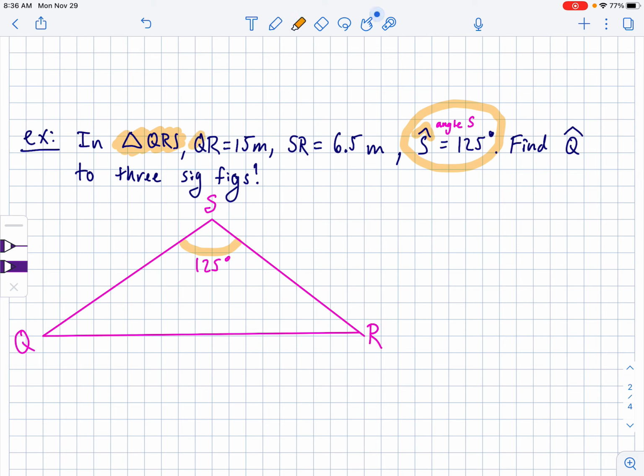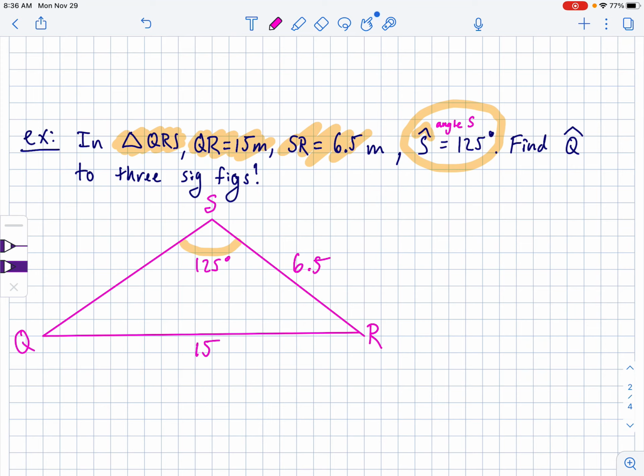So then it says QR is 15. So between Q and R, I'll put a 15 right here. And then it says SR is 6.5. So SR is 6.5. And we are going to find angle Q.